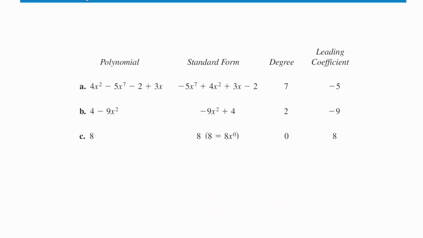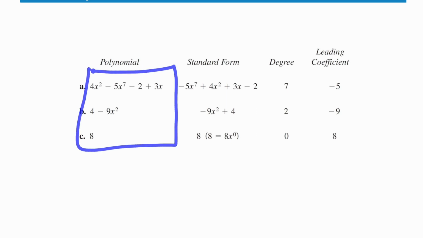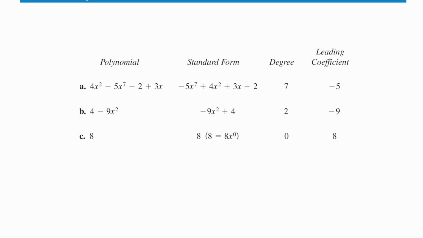And then here are real examples of polynomials. So these are all examples. Then we can rewrite them in their standard form, which, remember, means that the highest power goes first, and then it goes in descending order.